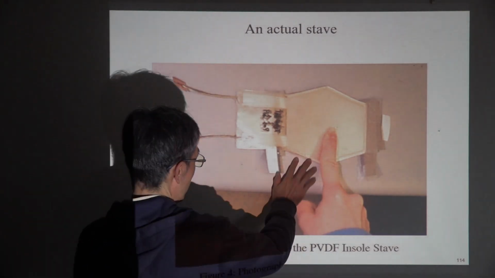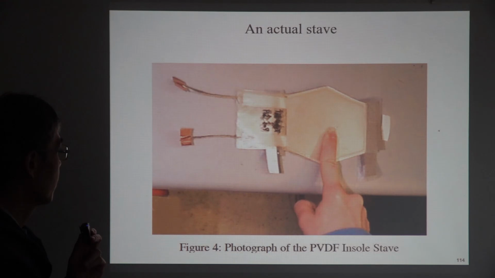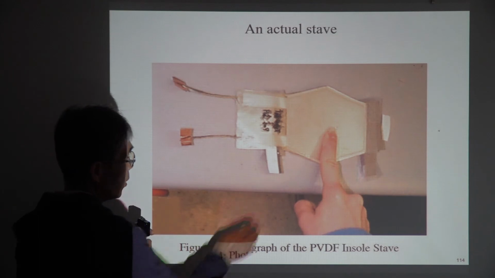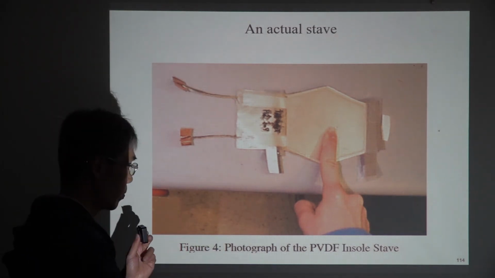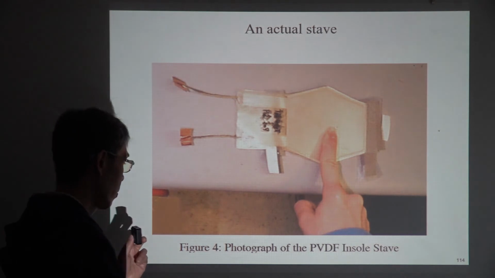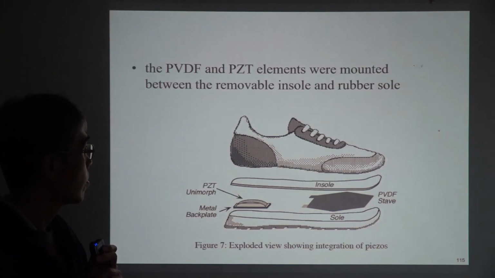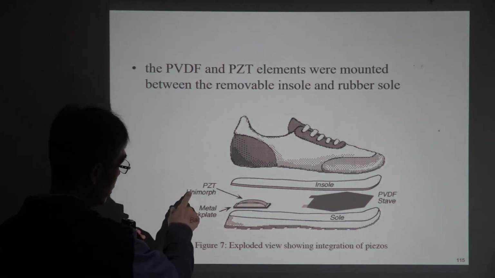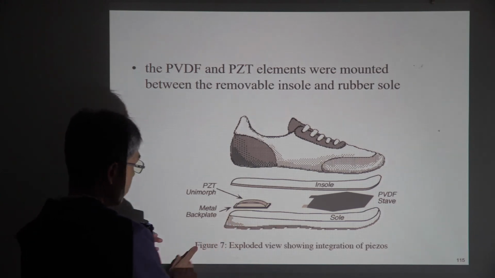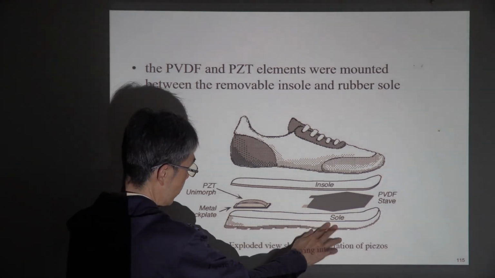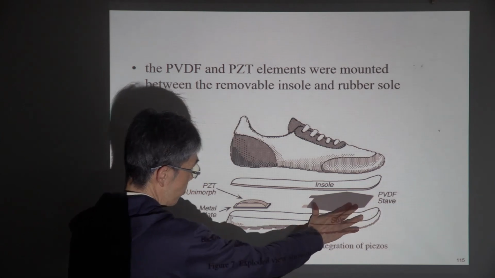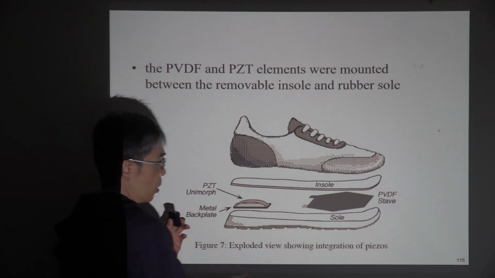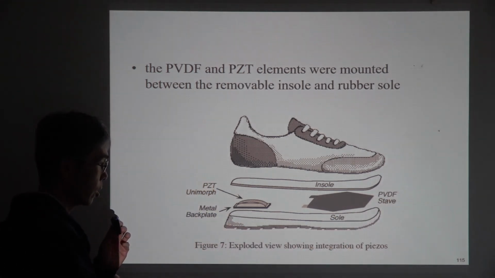Okay, so this is a photo of the fabricated device. So we have top electrode and bottom electrode, and this is a composite layer of the sole, the shoe sole. Okay, so this is an exploded view. So this is a PZT, piezoelectric material, and this is the sole, and we have the PVDF also. So we have PZT, one type of piezoelectric material, and PVDF, the other type of piezoelectric material.